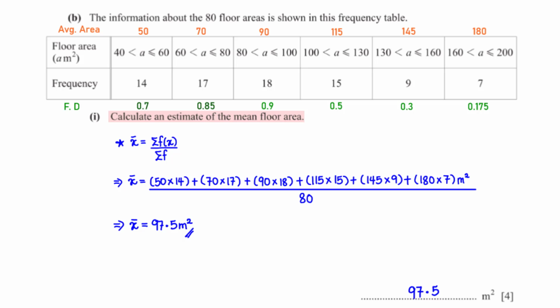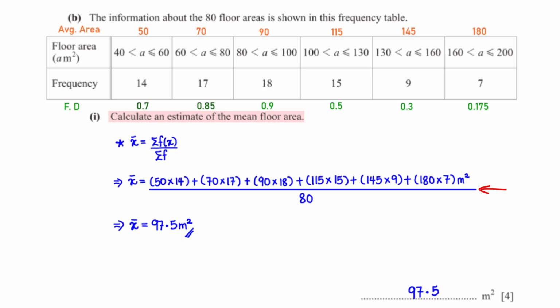given area intervals. For the first interval, we have 40 plus 60 divided by 2, which is 50. Then we have 60 plus 80 divided by 2, which is 70. 80 plus 100 divided by 2, which is 90. 100 plus 130 divided by 2, which is 115. 130 plus 160 divided by 2, which is 145. Then finally, 160 plus 200 divided by 2, which is 180.